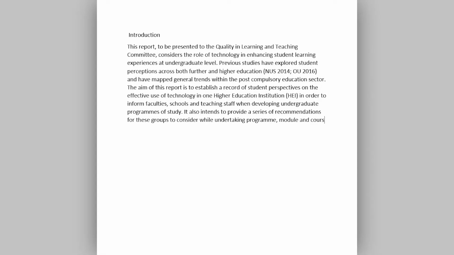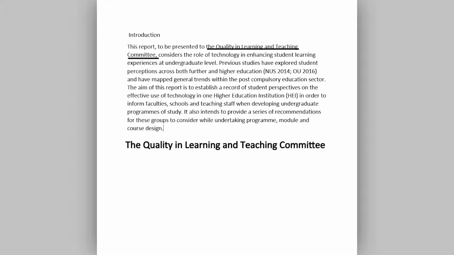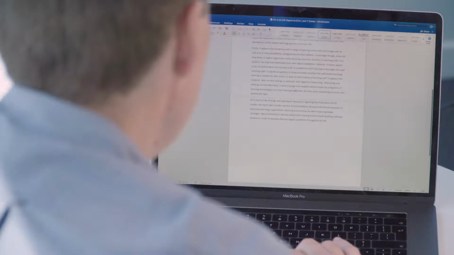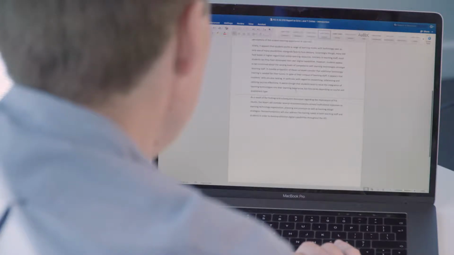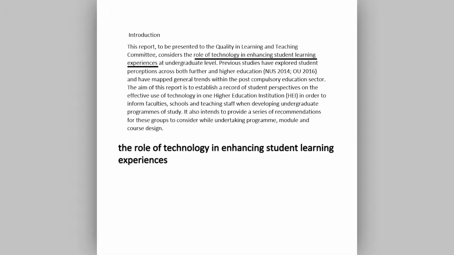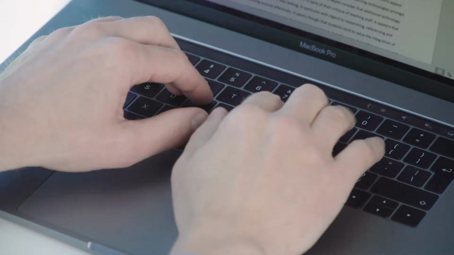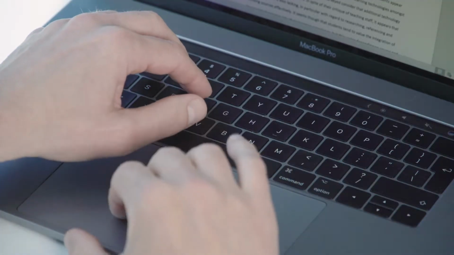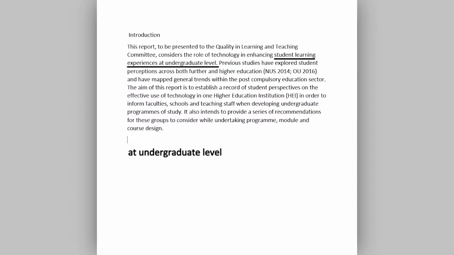We're going to start this introduction by giving some background information, and we'll start by saying who the intended audience for the report is: the Quality in Learning and Teaching Committee. We're also stating the topic of the report in the introduction, and the topic is the role of technology in enhancing student experiences. And we're identifying the particular focus. It's student experiences at undergraduate level.